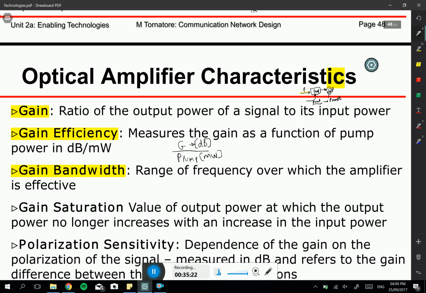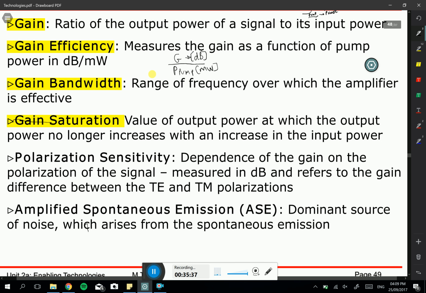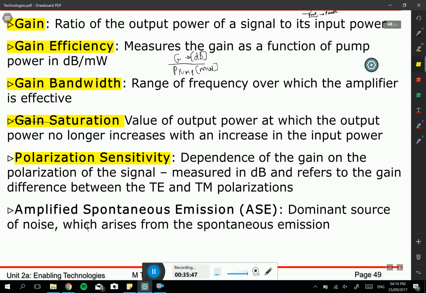A value of power above which you cannot amplify the signal, okay? So you're going to amplify the signal by G, by the gain, but up to a certain level. Beyond that certain level, you cannot go. Typically, you saturate. Polarization sensitivity is related to the fact that electromagnetic fields typically have two polarizations, and the amplifier might work on higher intensity on a polarization with respect to the other, not very important.